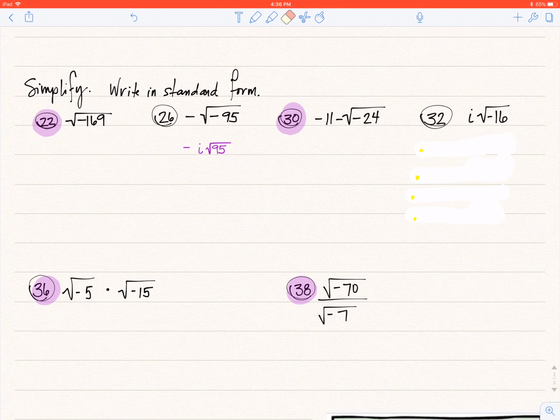95 has no perfect squares inside of it. It is simply 5 times 19, so there is nothing that I can do to simplify the square root of 95, so I'm going to leave it alone.